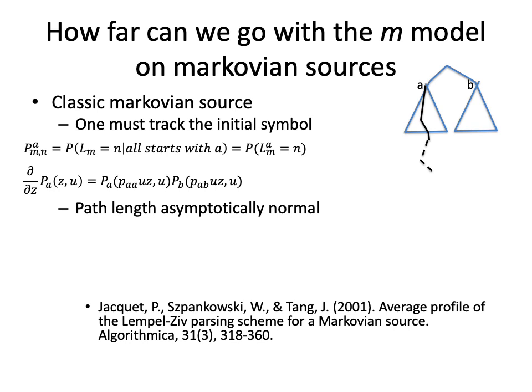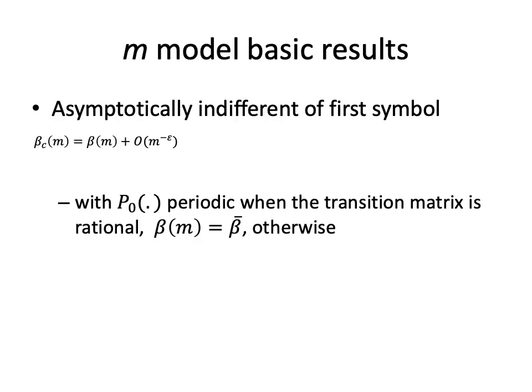We have the same basic result as with the memoryless case. The impact of the first symbol of the sequence tends to vanish when the number of sequences increases, for the reason that the length of the sequence inserted in the tree tends to increase. Similarly, when m tends to infinity, the coefficient tends to a constant plus a periodic term when the transition matrix is rational. Otherwise, it tends to a constant.